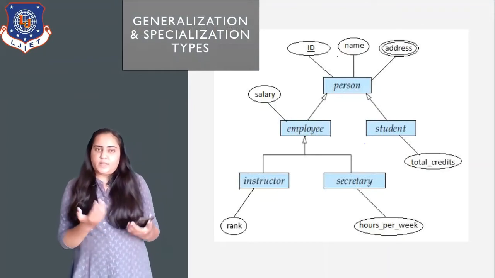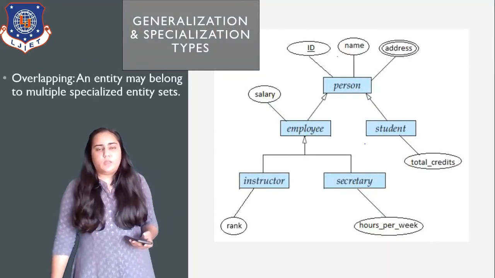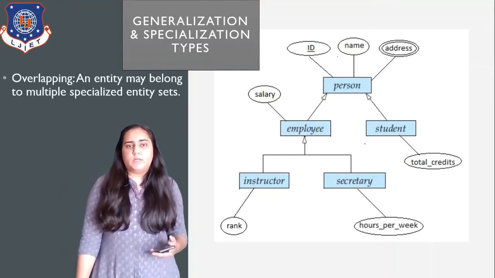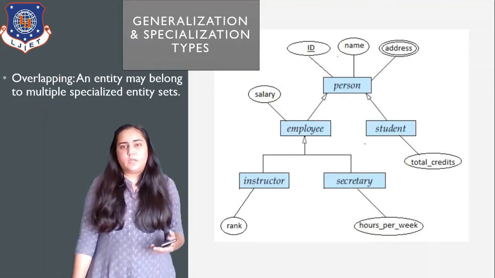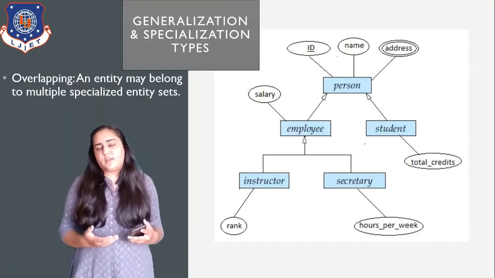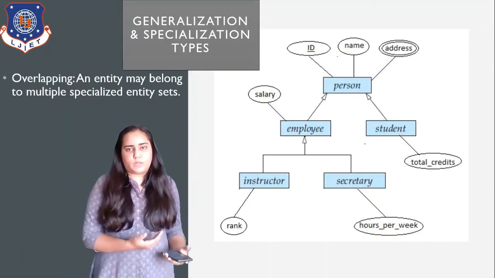Now there are types of generalization and specialization. We are going to see those now. The first type is an overlapping one, where an entity may belong to multiple specialized entity sets. For example, in a university, you might have somebody who is a student as well as an employee.